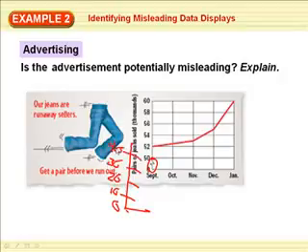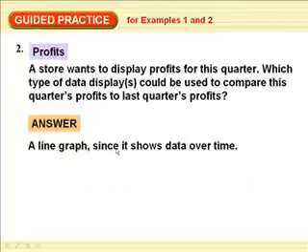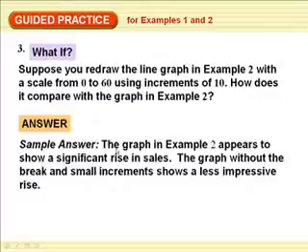What would that do to the graph? I think it just wouldn't show as much. Let's see what they say. I don't think it would show as much of a rise. Appears to show a significant rise in sales. The graph without the break in small increments would show a less impressive rise. It wouldn't have as much of a high jump up to the 60 as it did.